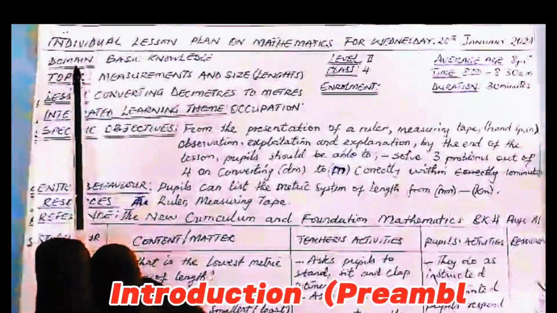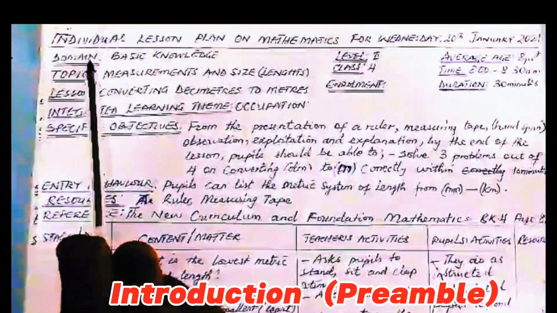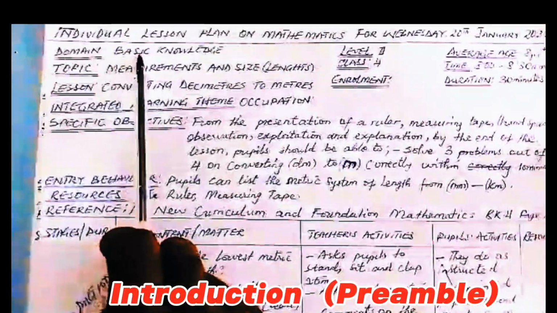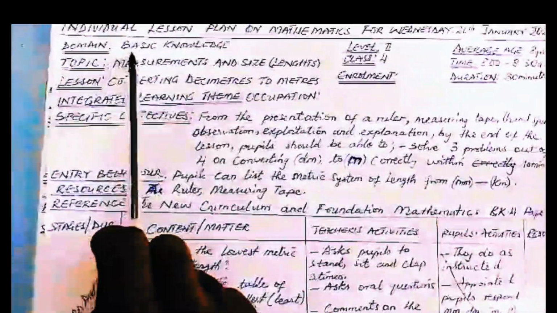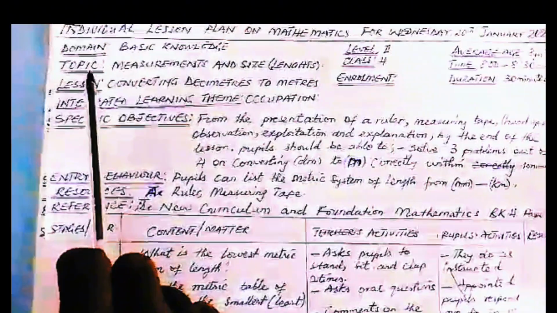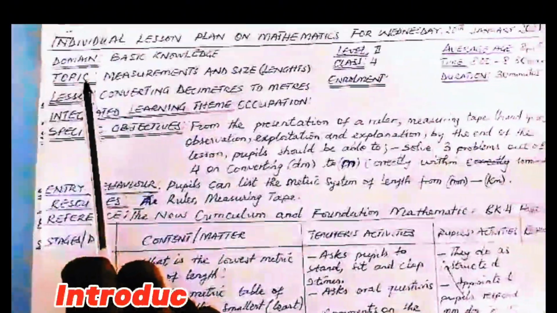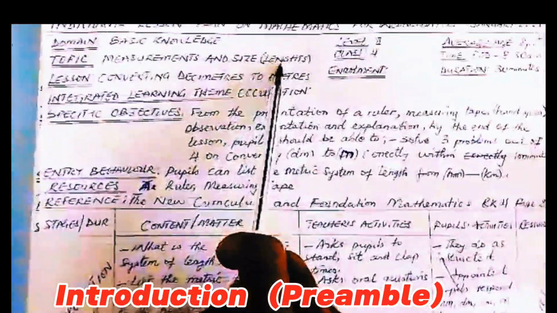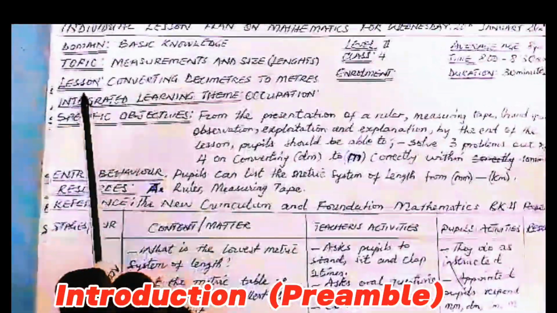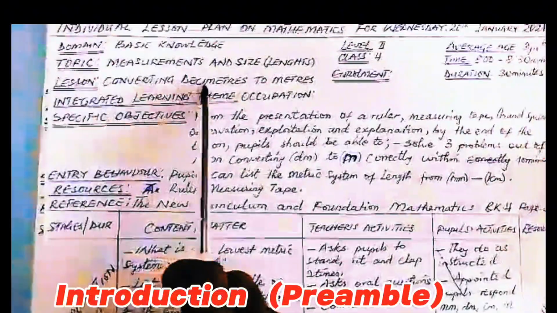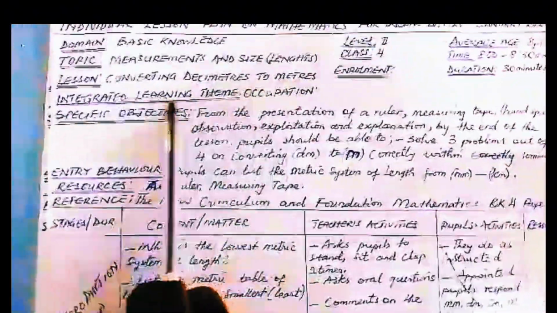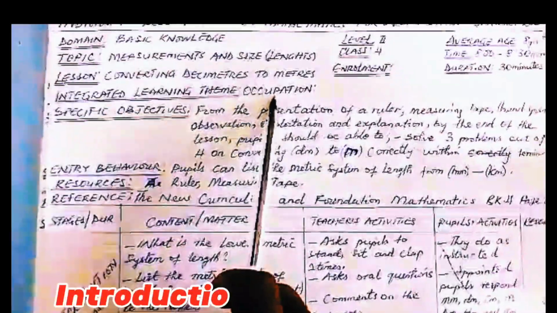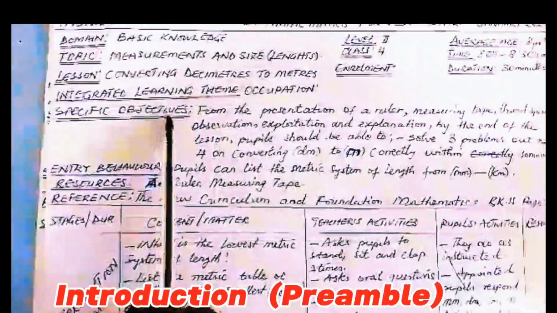Here we have domain. Remember, there are five domains. Mathematics falls under the domain of basic knowledge. And we have topic. The lesson falls under a topic: measurement and size, in bracket length. So lesson: converting decimeters to meters. Integrated learning theme. Remember, each month has a learning theme, and everything is centered around the theme.